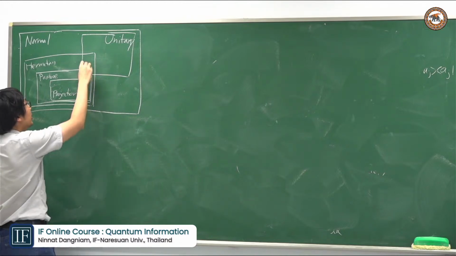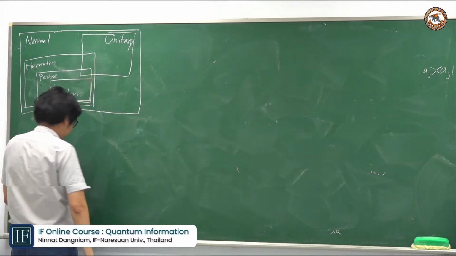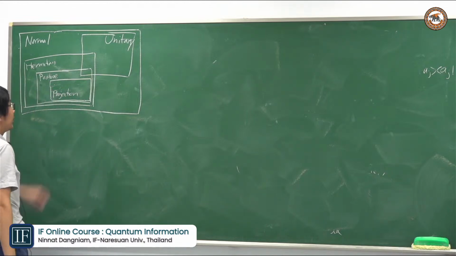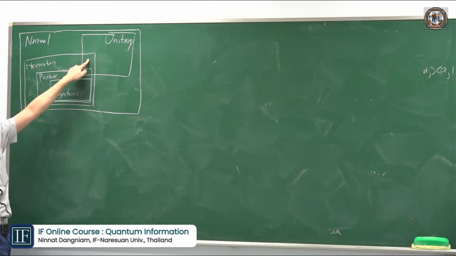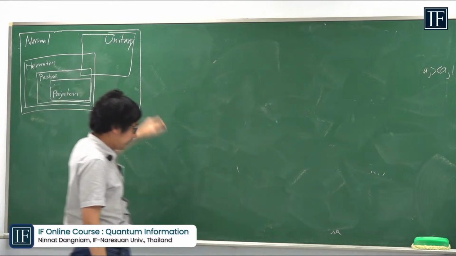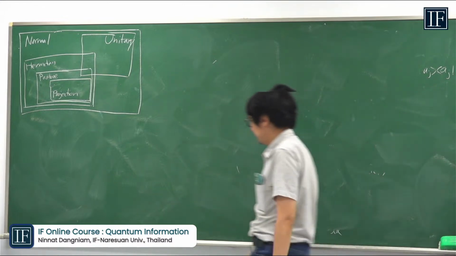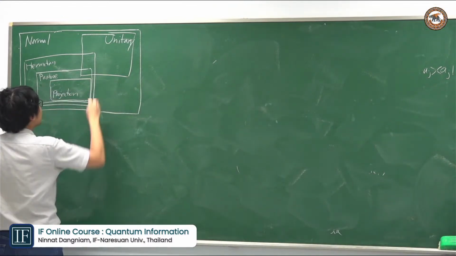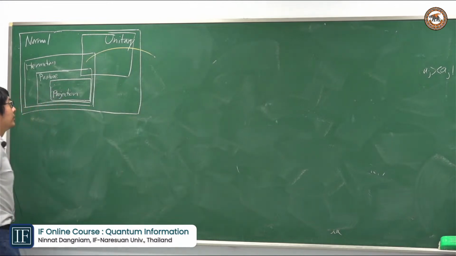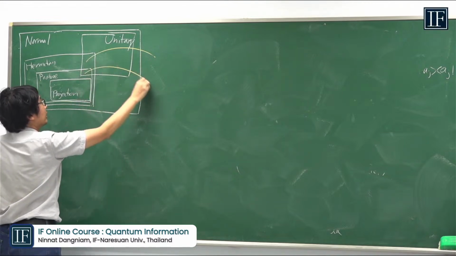So what would be an example of something in here that is both Hermitian and unitary? And then also this one.